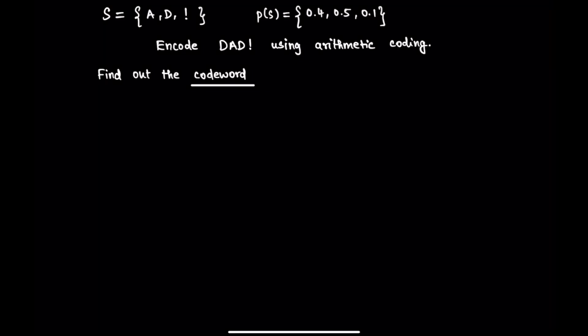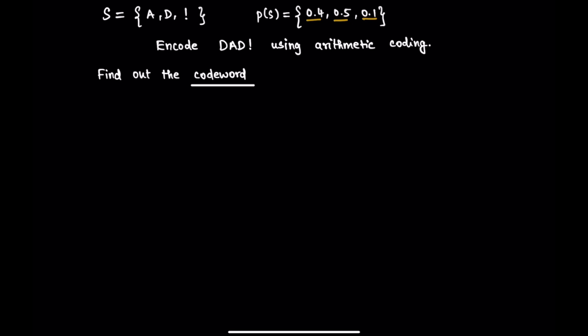In this video, we will learn how to encode a message using arithmetic coding. Suppose we have a source which emits the symbols A, D and the exclamation mark. And suppose we have the probability given for each of the symbols. For example, for A we have 0.4, for D we have 0.1, and for the exclamation mark we have 0.1. Now we have to encode the message which is DAD! using arithmetic coding.